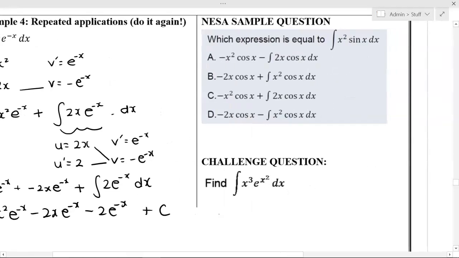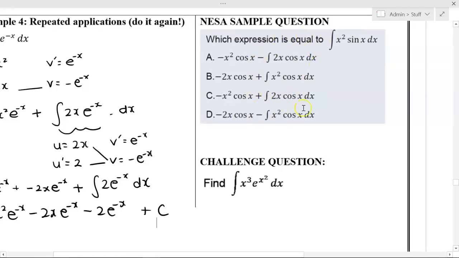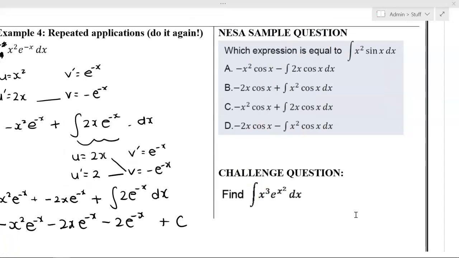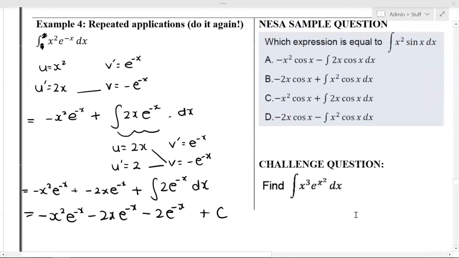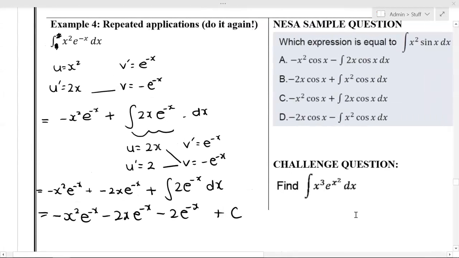So here's a similar one, which you can try yourself, and that's a sample question. This one here is your challenge. And we'll discuss both of those during our lesson. Okay, so what happens when the repeated application doesn't work? It's going to send us on a little loop. So we'll look at an example of that next.